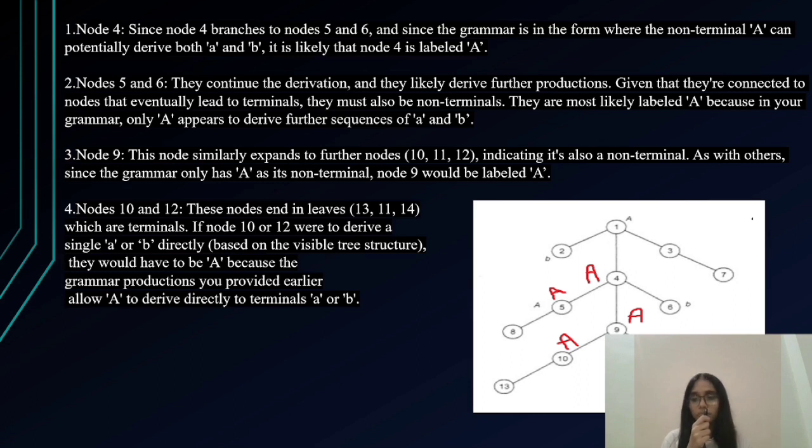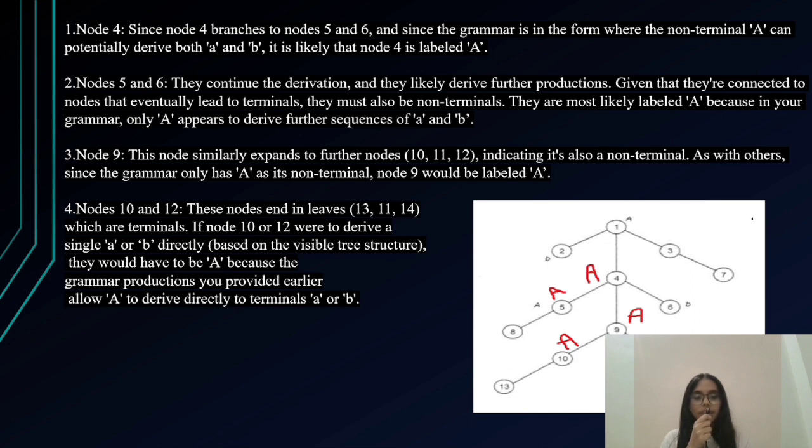Node 9 similarly expands to 10, 12 and 11, indicating that it is also a non-terminal. As with the others, since the grammar only has A as its non-terminal, node 9 would also be labeled as A. Now, nodes 10 and 12, these nodes end in leaves.